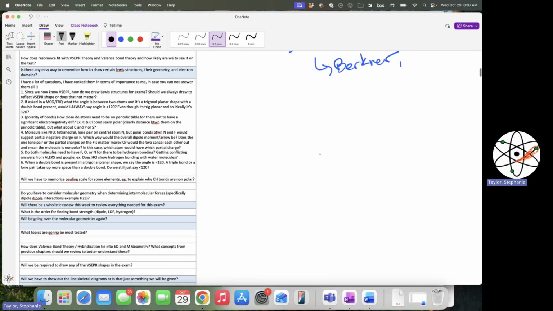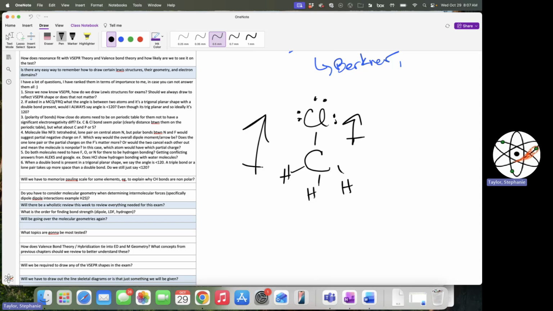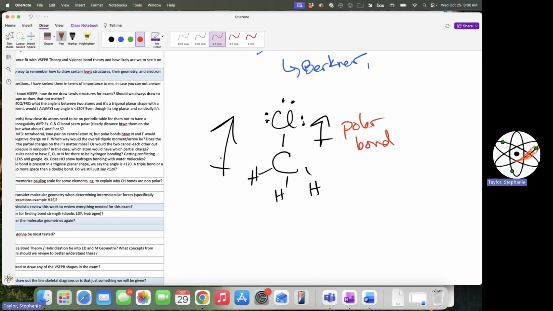In general, if I have something that just has dipole-dipole interactions, here's carbon with one chlorine and a whole bunch of hydrogens. This chlorine is more electronegative. My carbons and hydrogens are all nonpolar. This chlorine having more electron density towards it is going to make my molecule overall polar. Because we have a polar bond, and there's only one of them, this is also a polar molecule. That polar bond and the polar molecule give me a dipole interaction.